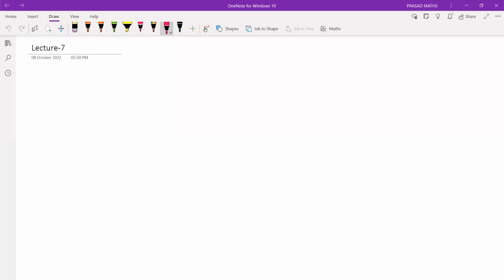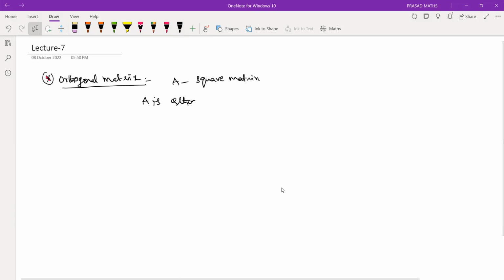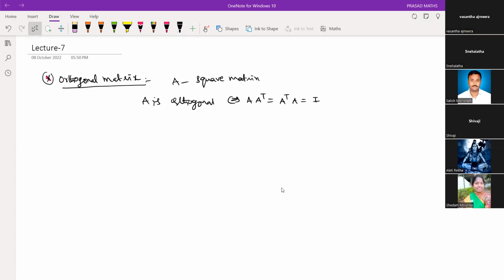I'd like to tell you, orthogonal matrix means it is a square matrix. A square matrix in such a way that A is orthogonal if and only if A times A transpose equals A transpose times A equals I.